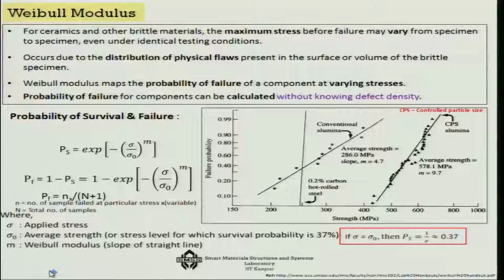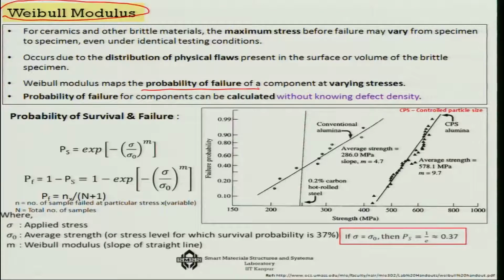Now, because of this variation, you need to know something called the Weibull modulus, because there is a statistical way of representing the properties. Because there is a distribution of the physical flaws, you have to have a mapping of the probability of failure of a component at varying stresses. You have to know that probability of failure, and from that you obtain the Weibull modulus of a sample. So, how do I know the probability of failure?